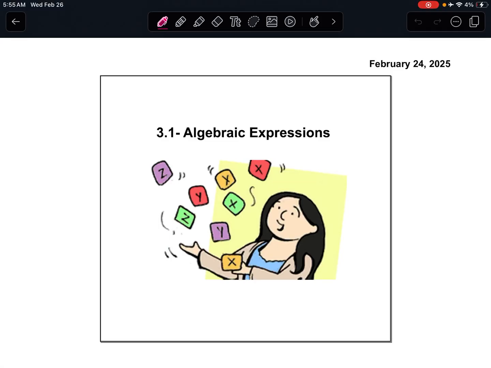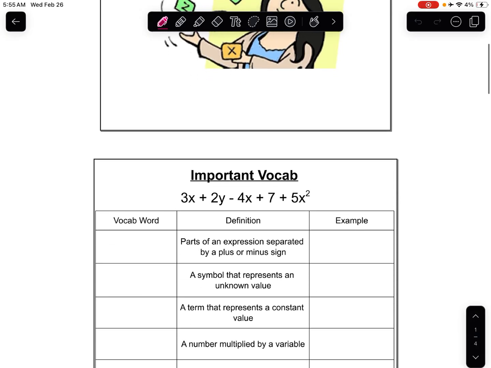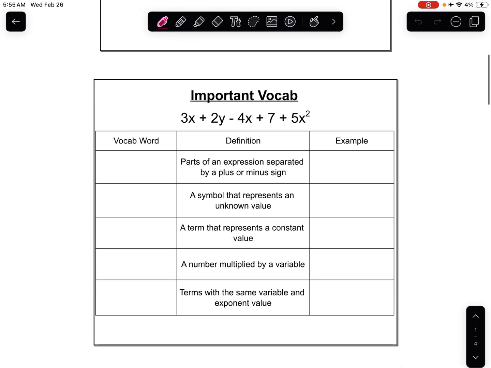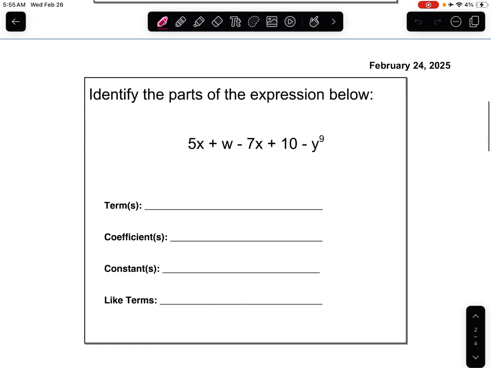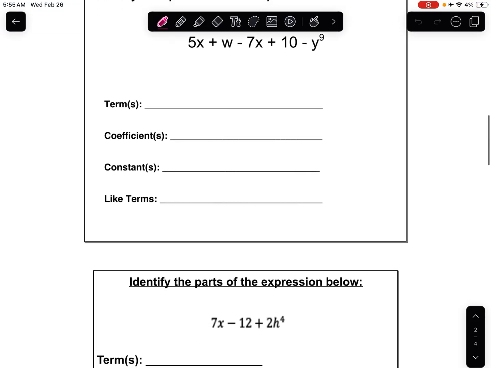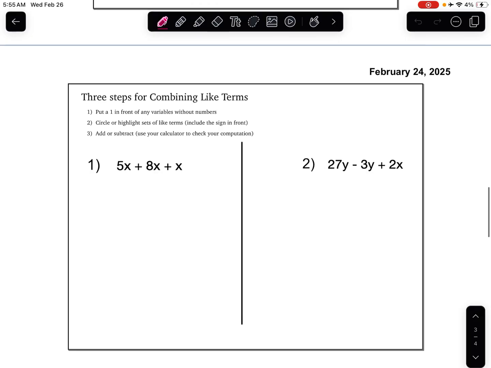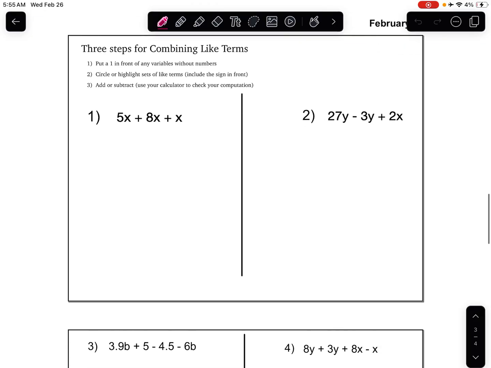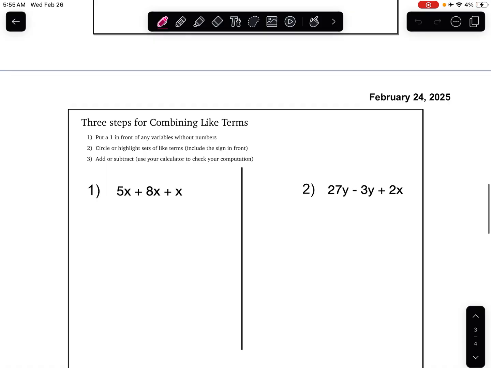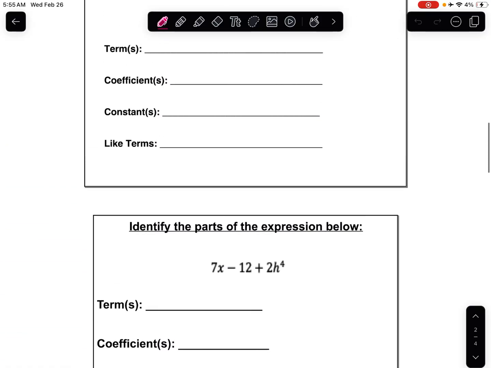Good morning. Okay, so today you are going to take some notes about algebraic expressions. We're going to look at combining like terms today, some specific vocabulary, identifying the parts once we have those vocab terms, and then actually starting to combine some like terms. So we'll go through, you'll complete these notes while watching the video.